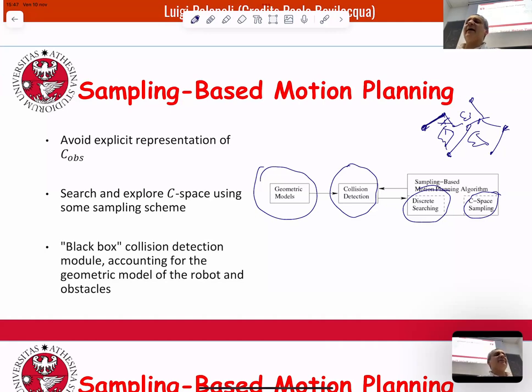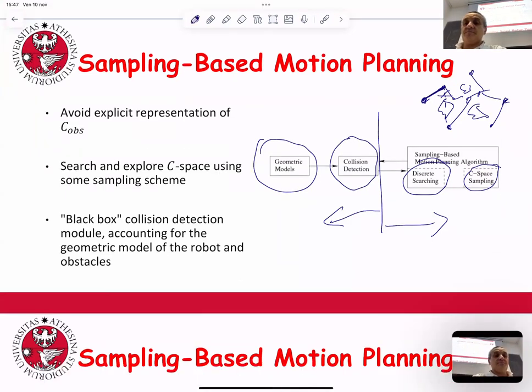So let's say that one of the advantages of using this approach is that whatever happens here and whatever happens here can be decoupled, right? You can think of the collision detection as an externally provided black box, and you can simply have your algorithm that performs the sampling of the space and then exploits the services of these external components. Okay?